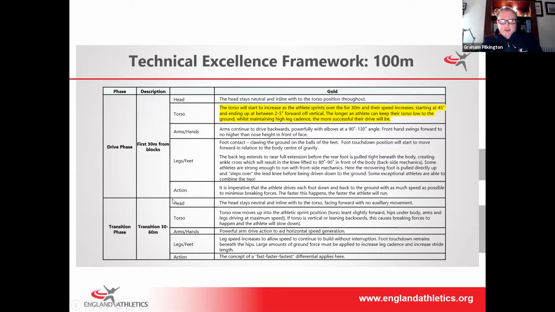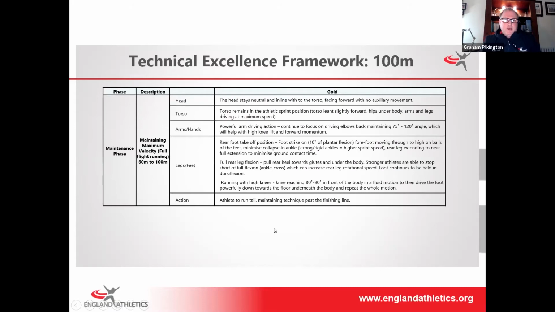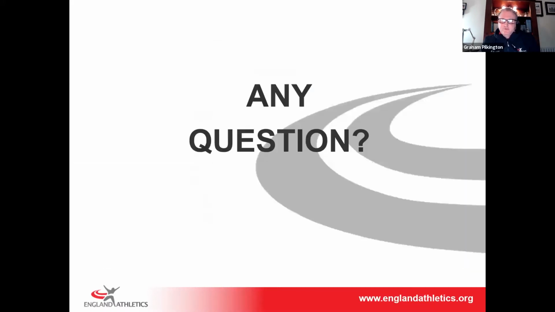Transition phase, I don't necessarily agree with 30 to 60, but that's semantics, but it gives you a few things you should be looking at. It gives you some ideas on maintenance phase, where the leg should be, rear foot, takeoff position. It gives you enough that when you're looking at video of your athletes running, it gives you some cues about what they should be doing at that moment in time. So it's a good starting point, but it goes through the 4s as well.